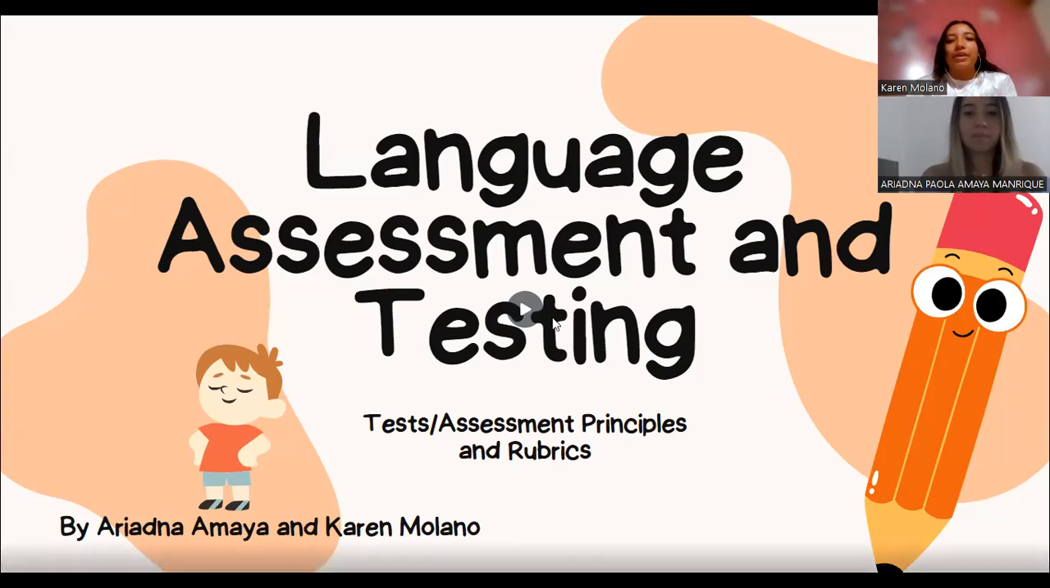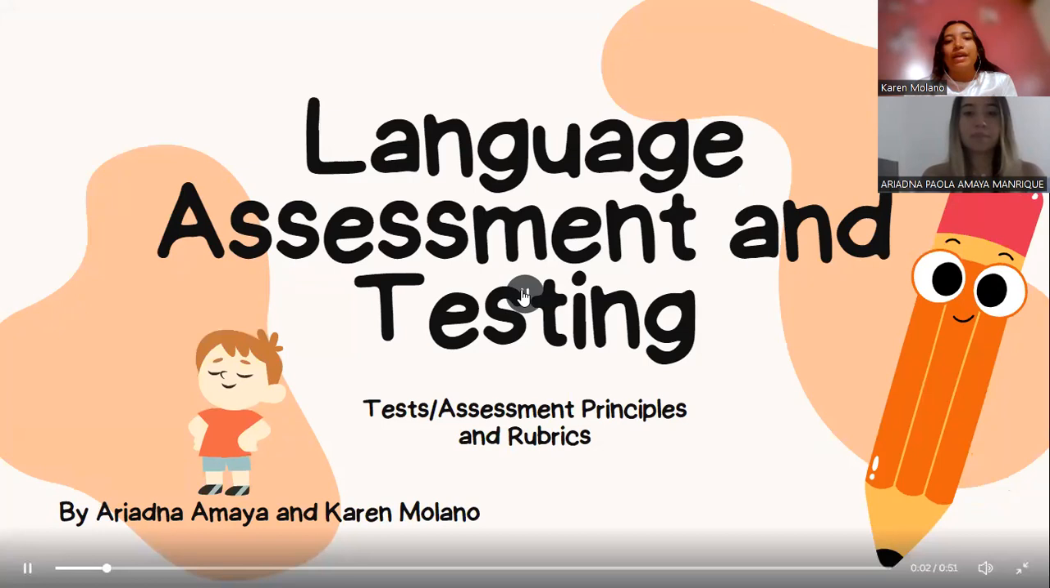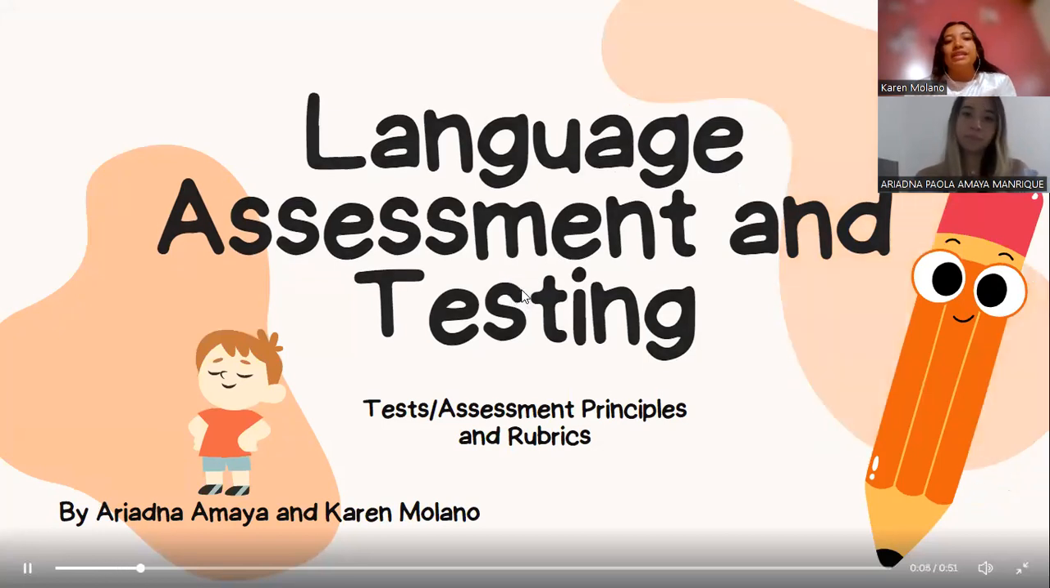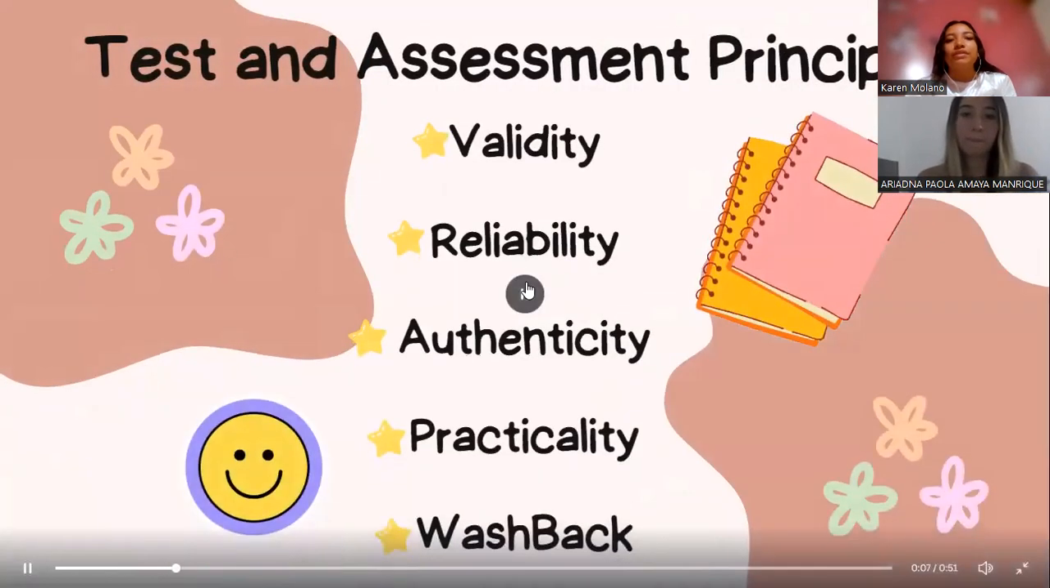So we're just going to start with the first topic. In this case, we're going to start by talking about test and assessment principles. We have five main principles to follow when you are going to make a test or an assessment, and along the whole process to complete it. The first one is the validity principle.